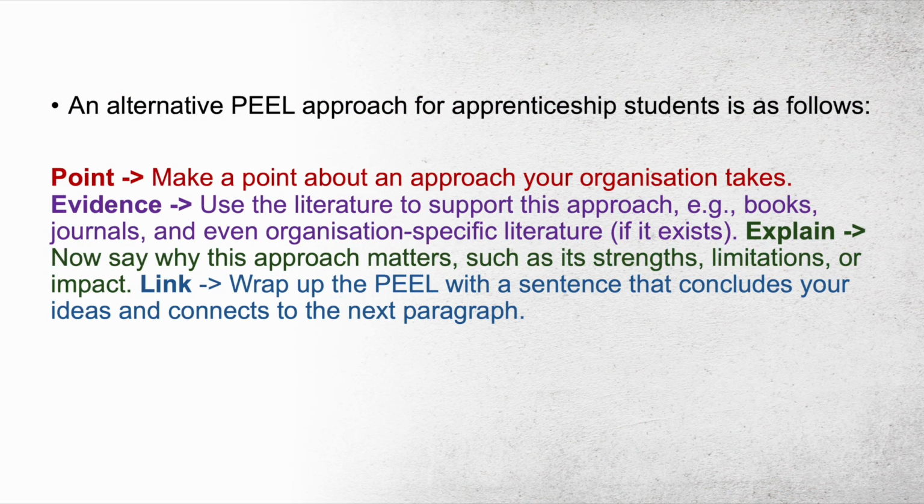An alternative peel approach for apprenticeship students is as follows. You can make a point about an approach your organisation takes. You can use literature to support this from the books, the journals, and maybe even you've got organisation-specific literature like policies. Then your explanation will be discussing why the approach matters, discussing its strengths, maybe mentioning limitations or impact or ways to resolve or mitigate limitations.